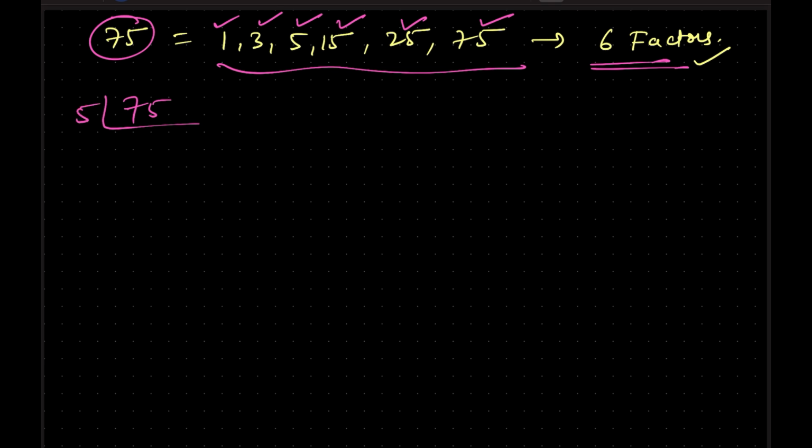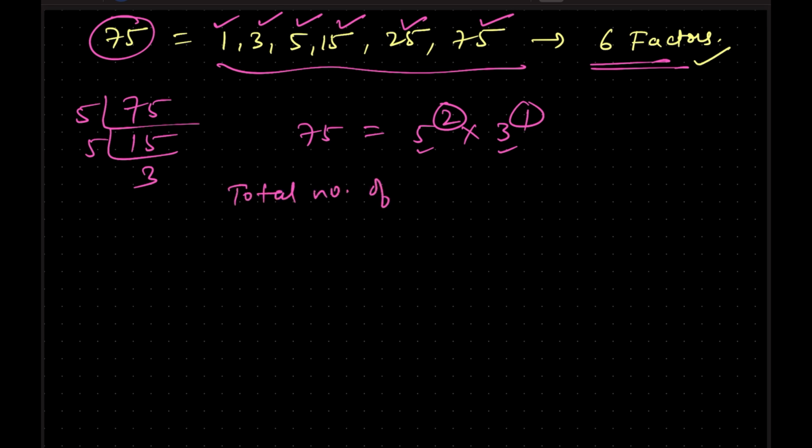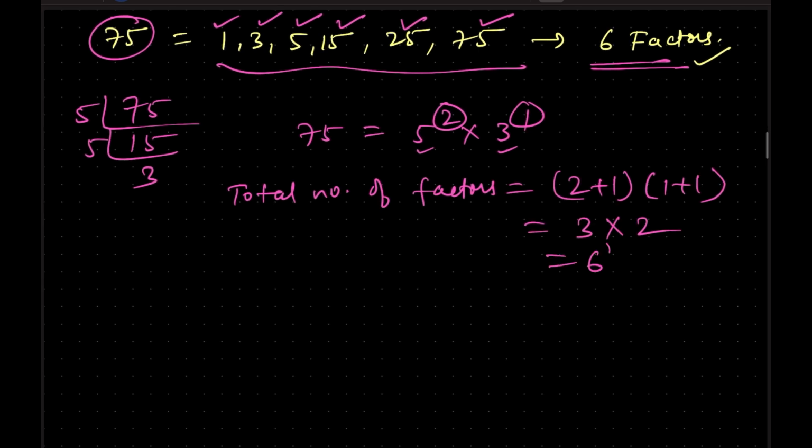If you write 75 in prime factor form, it is 5 squared into 3 power 1. So there are two prime factors of 75, 5 and 3, and the powers are 2 and 1. If we find the total number of factors, then we know it is (2 plus 1) into (1 plus 1), which is 3 into 2, that is 6. You can verify this. We have seen the 6 factors, and by this formula also we get 6.